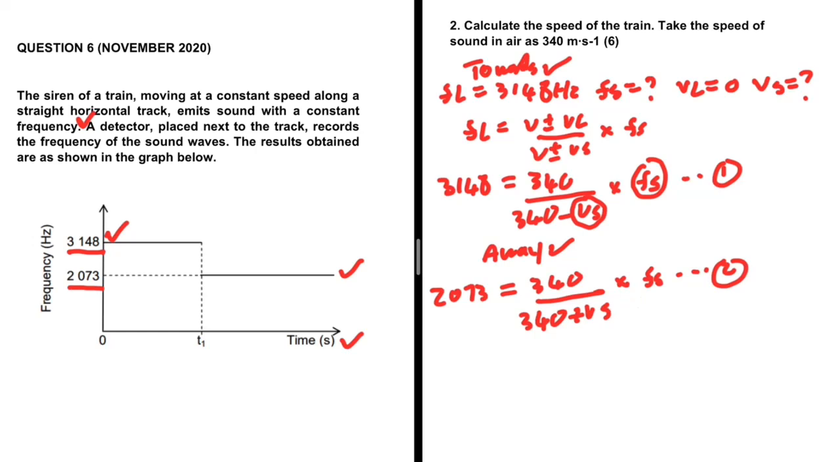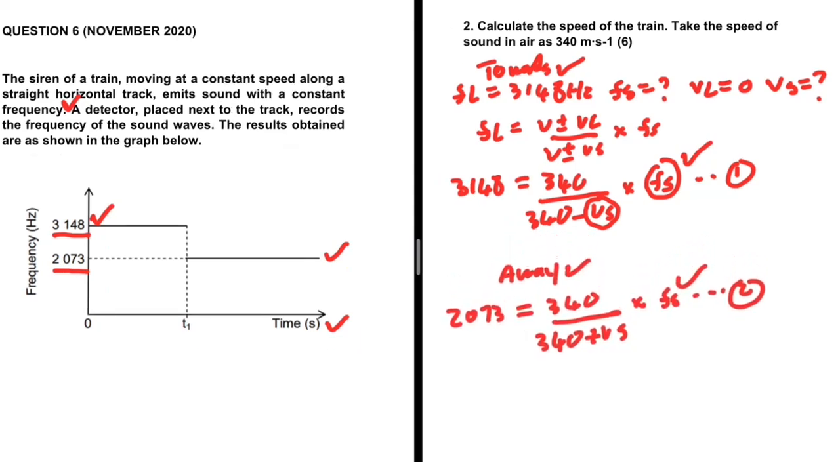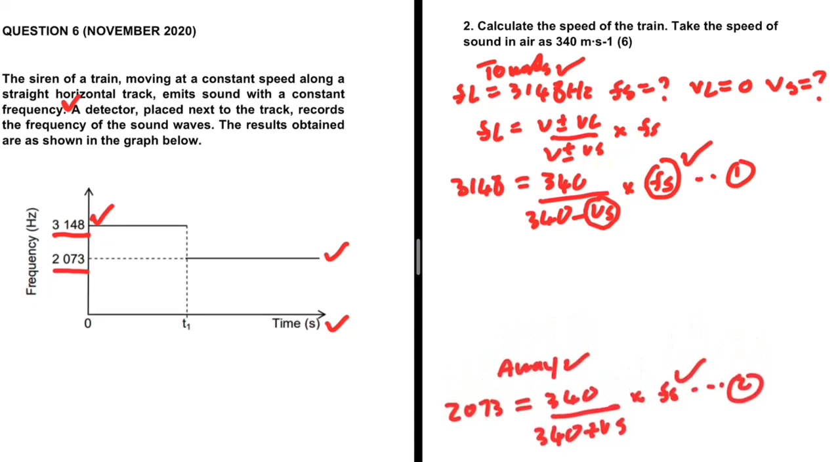So how can we do that? We can make FS the subject of the formula on the first equation and make FS the subject of the formula on the second equation. After we do that, we're going to be able to equate the two equations. Our only unknown is VS, and we solve. We can make FS the subject of the formula on the first equation by dividing both sides by its coefficient. We're dividing both sides by this in order to make FS the subject of the formula.